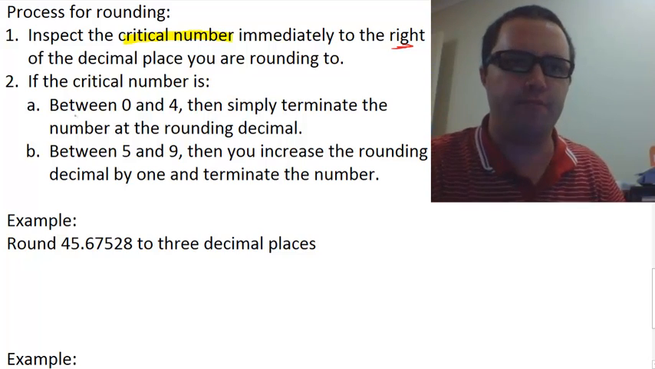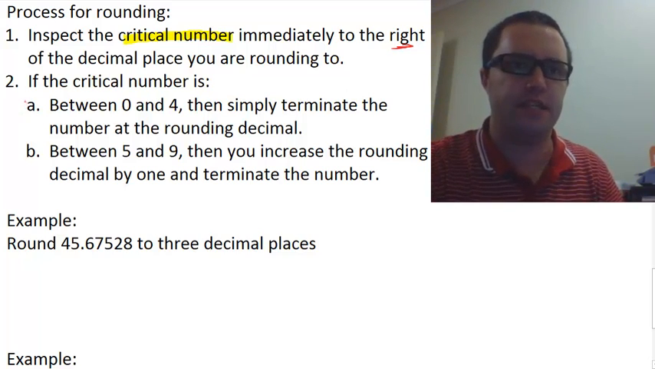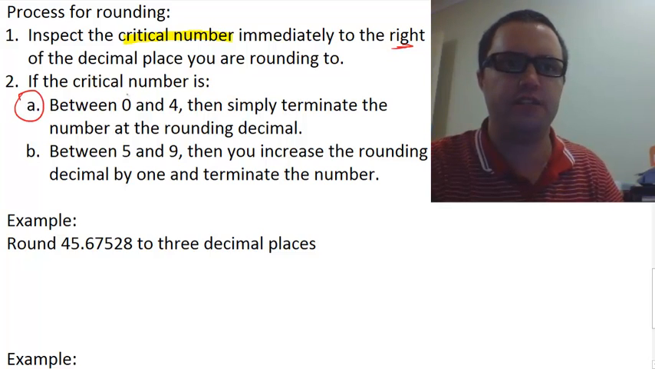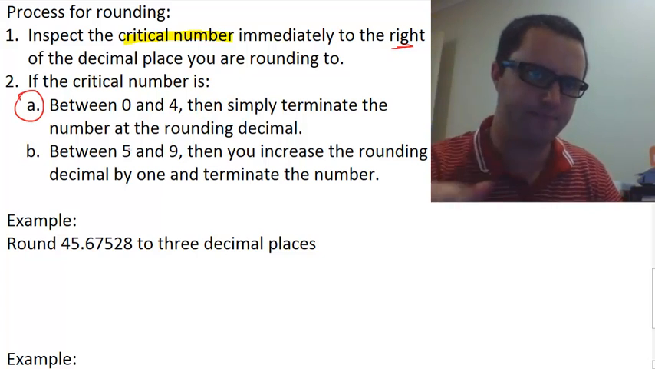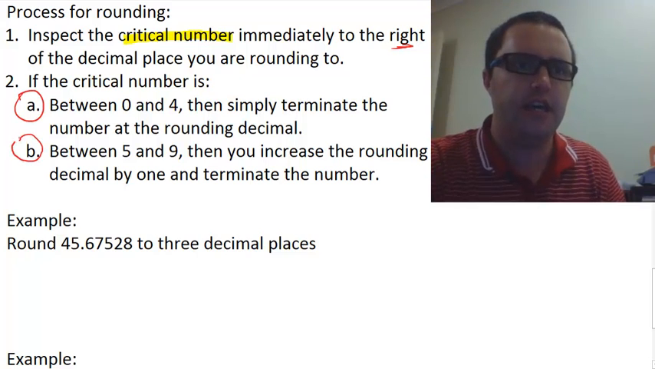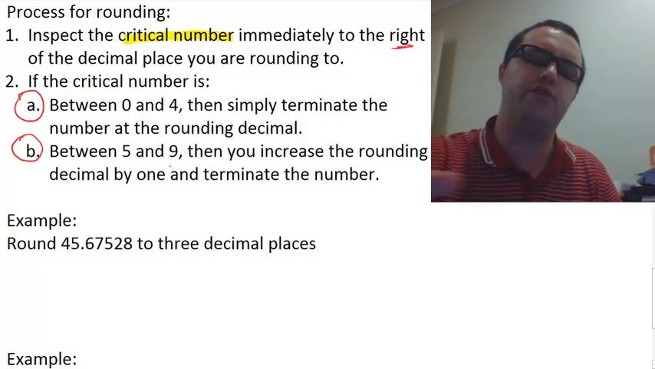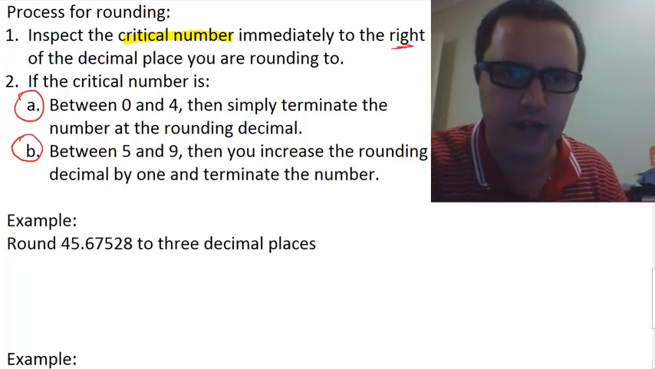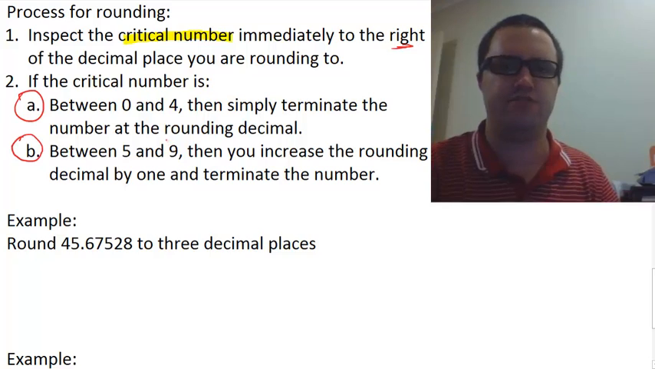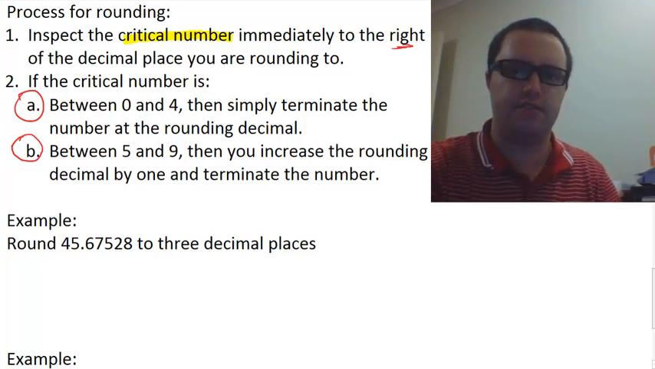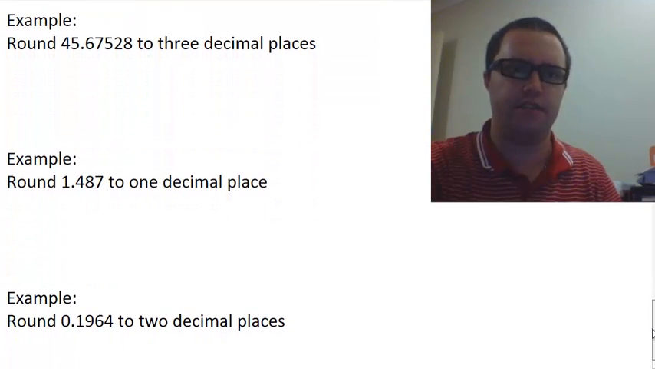Now, there are two possibilities here. Firstly, if the critical number is between 0 and 4, then you simply terminate the number at the rounding decimal, and we'll see how that turns out. Alternately, if the critical number is between 5 and 9, then you increase the rounding decimal by 1 and then terminate the number. You'll see both these circumstances happening in a sec. So if you didn't quite understand what they meant as sentences, have a look as we go through some of these examples.